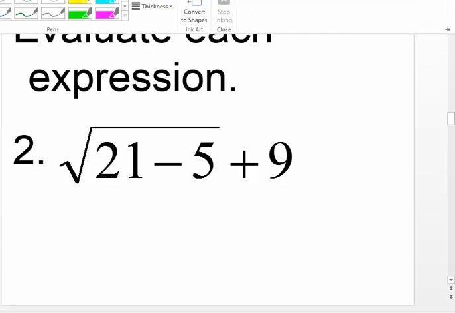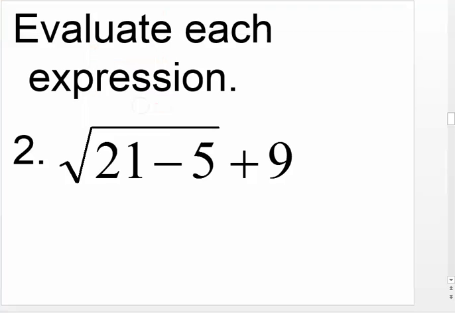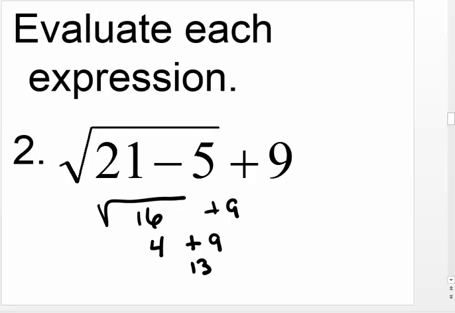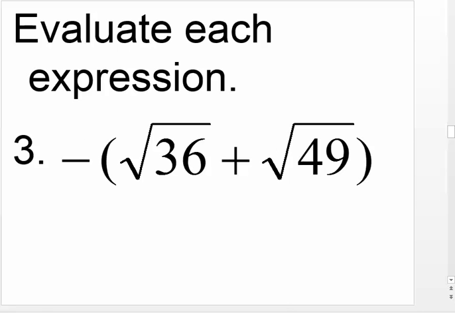Once again, that's the radicand, or the square root symbol. It's 21 minus 5. We do what's inside. 21 minus 5 is 16, plus 9. The square root of 16 is 4. So we have 4 plus 9 is 13. Now, remember, unless they tell you they want both, you always assume they're talking about the positive value.